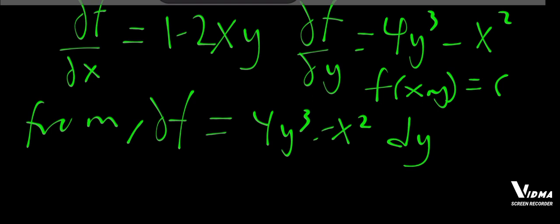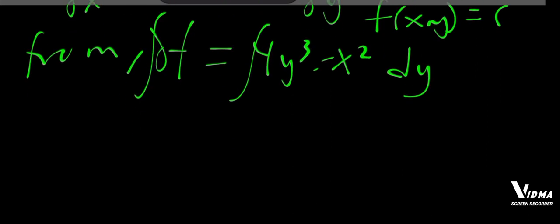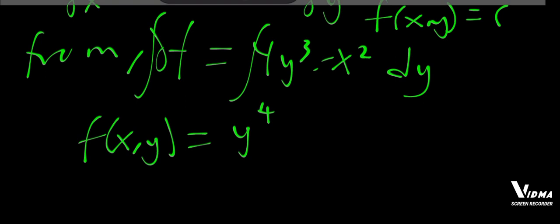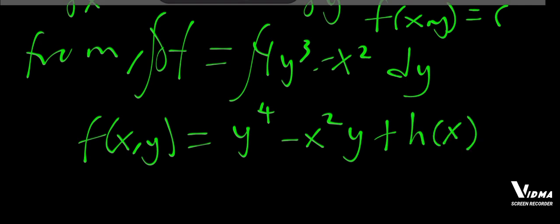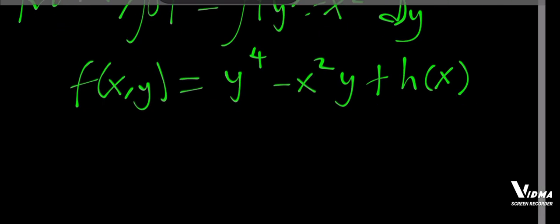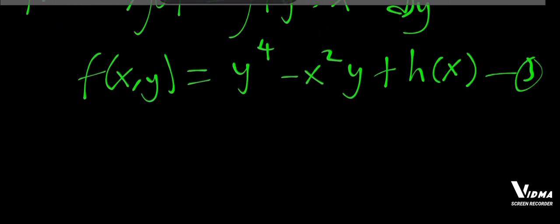And I'm going to find the integral of both sides, which will give me f(x,y) to be equal to y to the power 4 minus x squared y plus, because it's a partial derivative with respect to y, we are going to have our constant as a function of x, h(x). I'm going to name it equation 3.